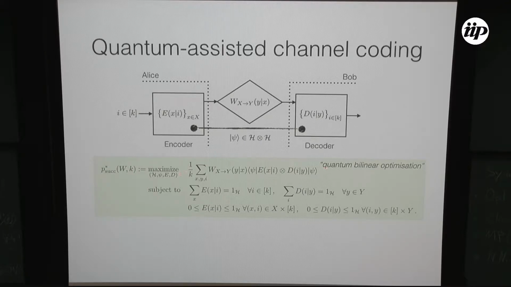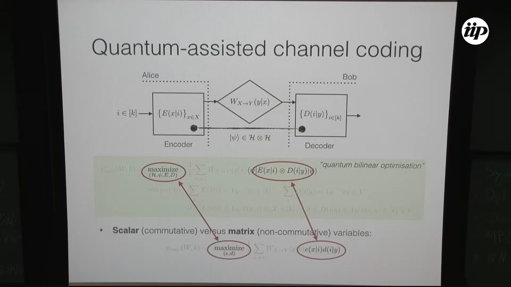Okay, so the objective function is basically the same as before, but the e's and the d's are now measurements, and phi is the quantum state that you give. The objective function is replaced with this term, and these are just the conditions that the e's and the d's are actually measurements. And of course, as you can see here, this is again the classical program.